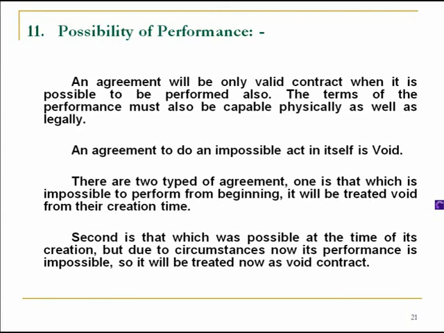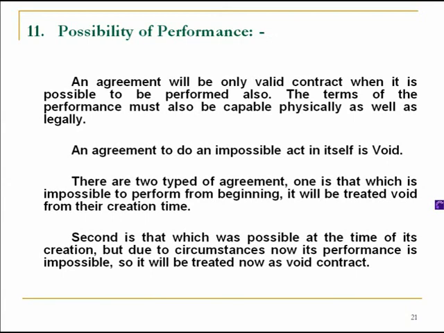An agreement to do an impossible act is known here as void, it will never be valid. If you have made an agreement which is never possible to perform either physically or legally, then it will be a void deal. It will never be a valid deal. It will remain as an agreement only. It will never convert to a contract.